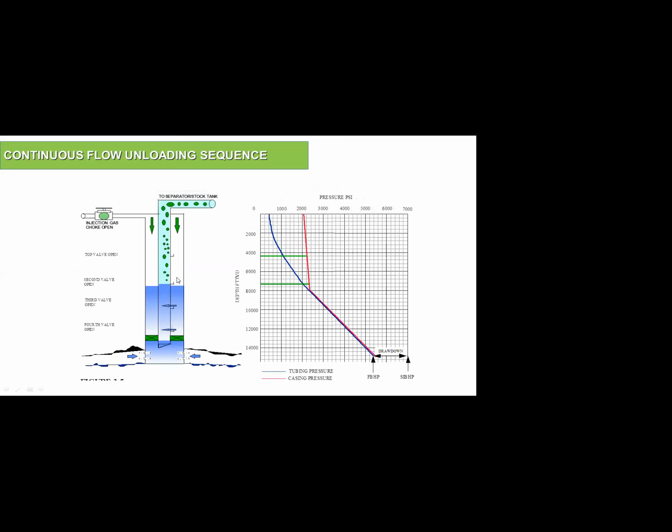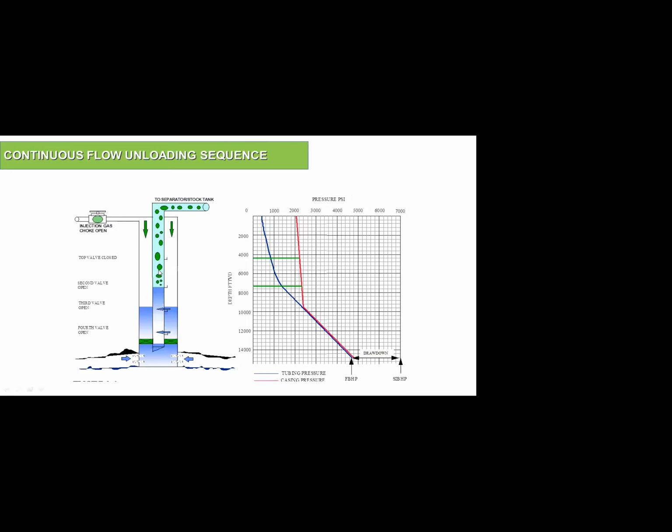Now gas is injected from these two valves, helping to decrease the gradient here more, helping me to increase or do more drawdown. Then I reach a certain limit where all my injection is going into this valve, and the upper valve is closed.